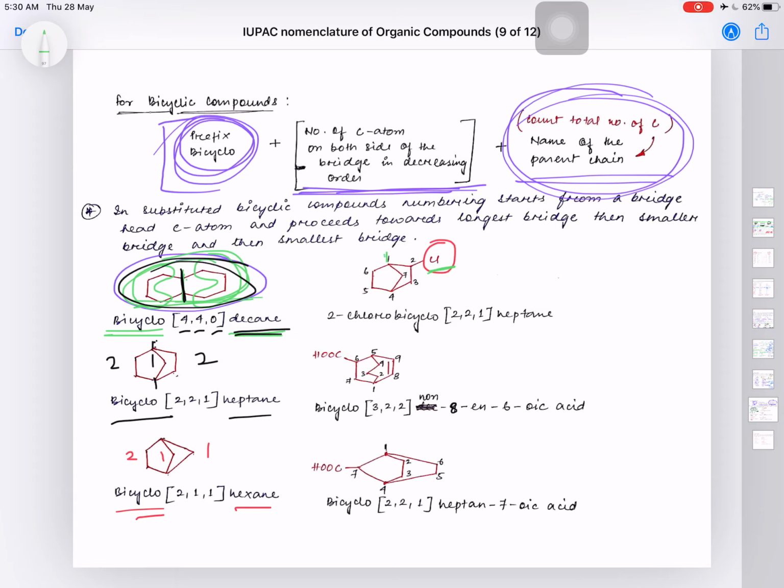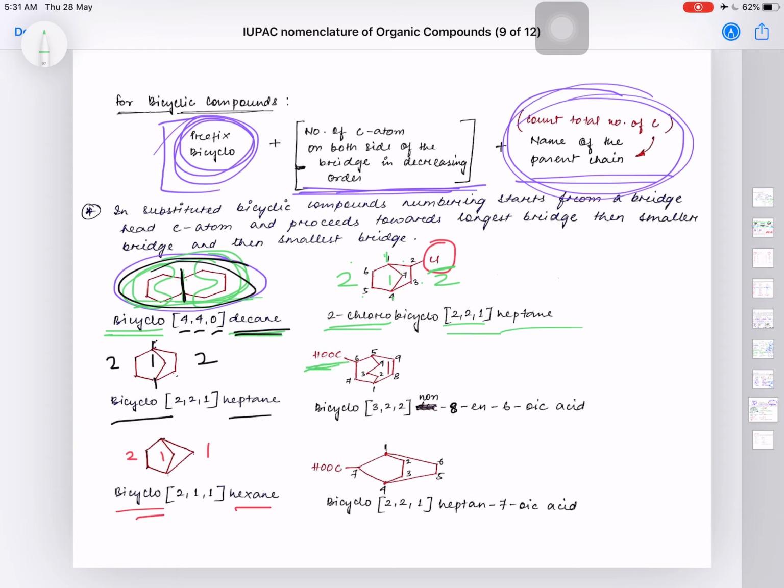So 1, 2, 3, 4, 5, 6, and then at the end you number the central carbons in between the bridging carbon atoms. If you have more carbons there, they are numbered at the end. So in the 2 position you have chlorine, so 2-chlorobicyclo, then on this side you have 2, the other side also 2, and in between we have 1, so it is [2.2.1]heptane, because a total of 7 carbons are present. Then for this next example, you have a carboxylic acid functional group.